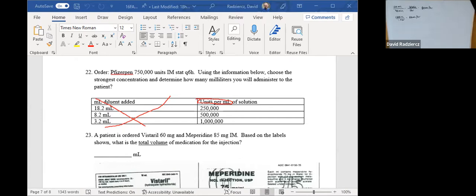Units per milliliter. So I have 250,000 units per milliliter, 500,000 units per milliliter, and then 1 million units per milliliter. So which one is the strongest? The strongest is the 1 million units, because there's more units per milliliter. So I would take my order, 750,000 units, divide by 1 million units, and I'm going to get an answer of 0.75 milliliters.